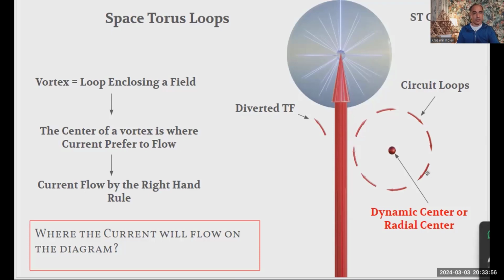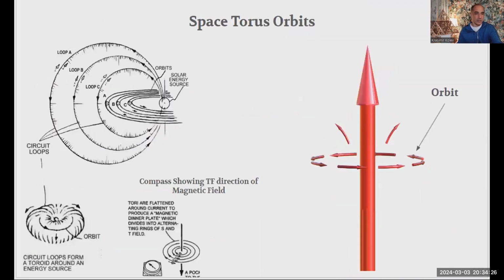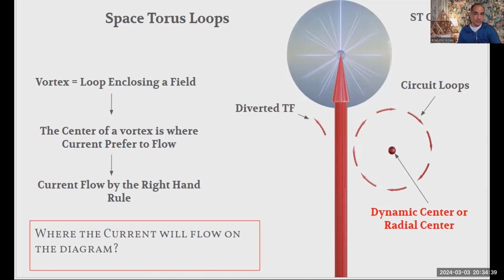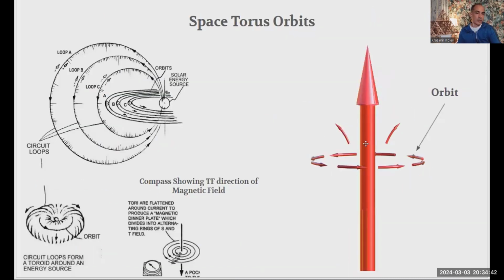So the center of the vortex is where the current flows, we said that already, and it's following the right hand rule. So where do you think the current will flow here if it's following the right hand rule? If we point these arrows right here with the fingers of our right hand, then the thumb will show where the current will flow. Let's see it in the other direction. It will flow this way. Can you see that it will also develop this kind of motion, and this time radially?